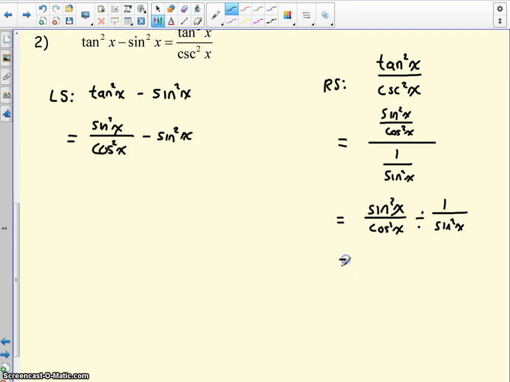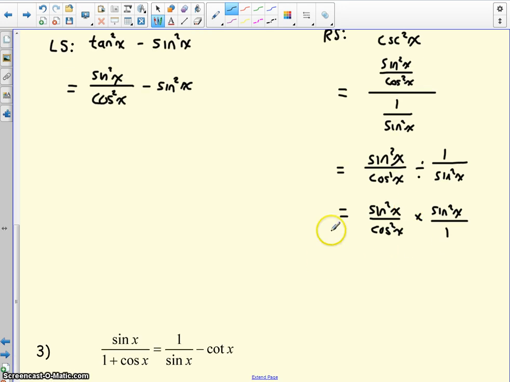Okay, and we know that if we're dividing two fractions, we're multiplying by the reciprocal. So this becomes sine squared x over cos squared x. That doesn't change. Okay, times sine squared x over 1.